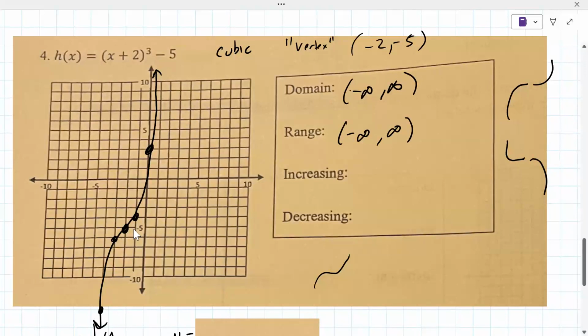And then increasing is where it's going up and to the right. Do you notice that it is always going up and to the right? Yes. So the answer here is kind of this. If we were in a calculus course, we would maybe have an issue with this, but it's probably okay here. Decreasing is never, or none. Whatever your instructor uses, that's the language you want to use.